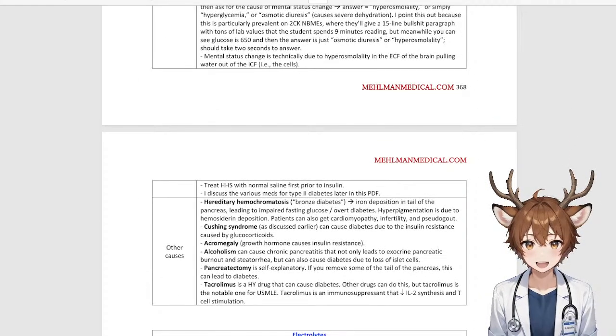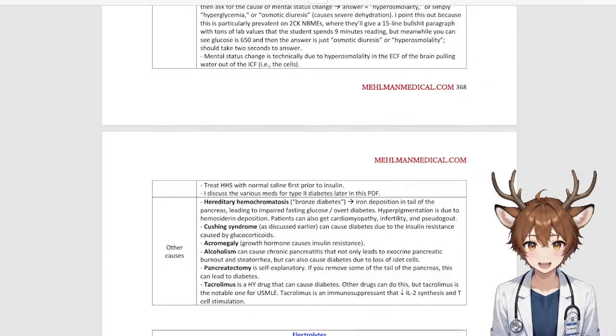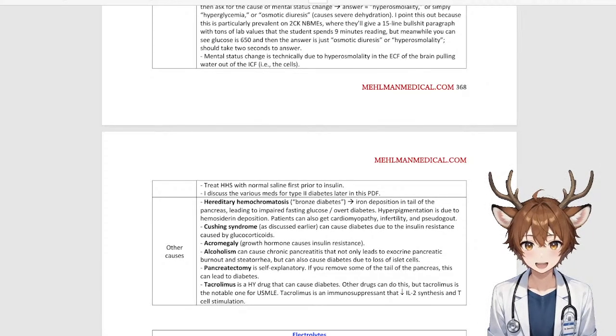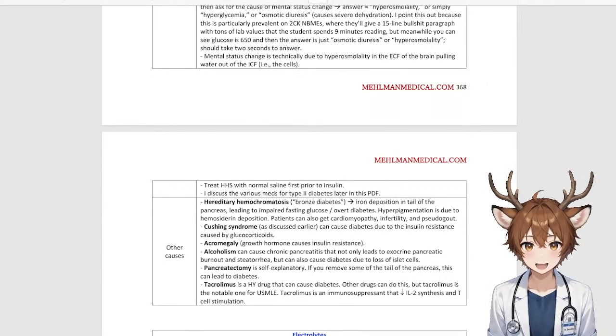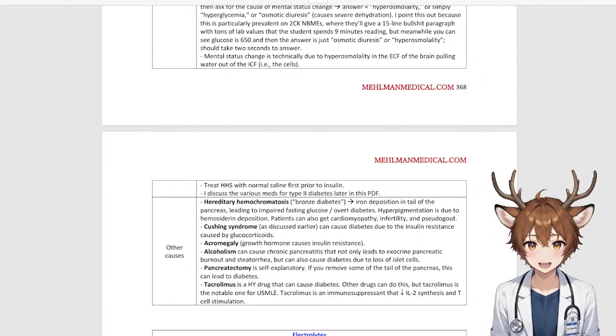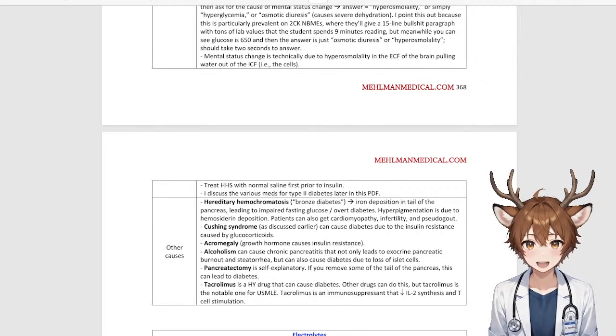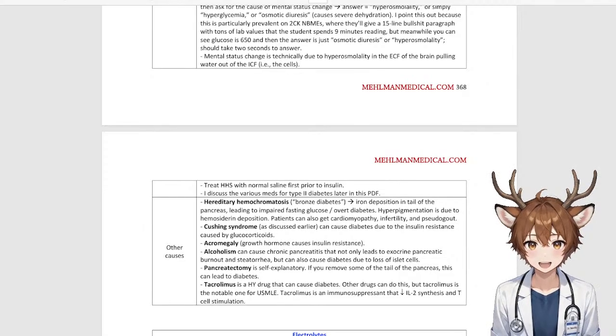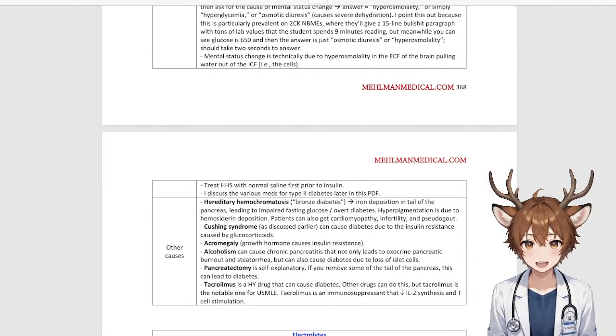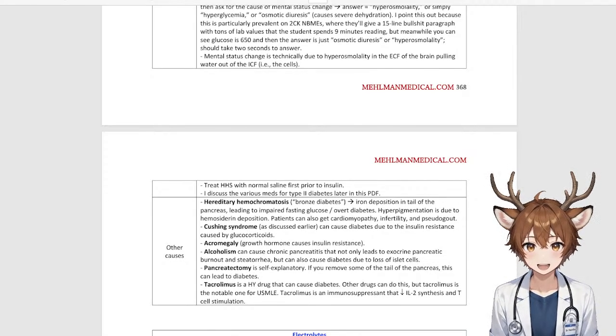Other causes. Hereditary hemochromatosis or bronze diabetes means iron deposition in the tail of the pancreas leading to impaired fasting glucose / overt diabetes. Hyperpigmentation is due to the hemosiderin deposition. Patients can also get cardiomyopathy, infertility, and pseudo-gout. Cushing's syndrome, as discussed earlier, can cause diabetes due to the insulin resistance caused by glucocorticoids. Acromegaly, growth hormone, causes insulin resistance.